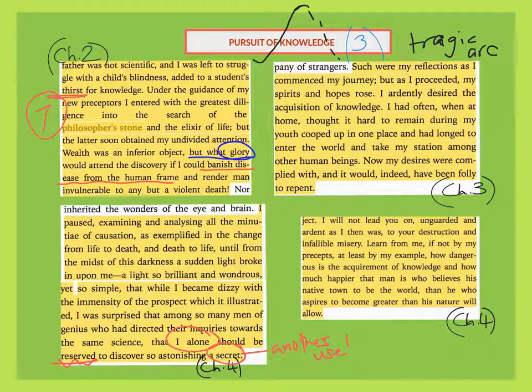Final quote from Victor here, which is from chapter 4, but sounds like something that would belong in letter 4, where Victor is trying to deter Robert Walton away from his pursuits. "I will not lead you on," this is Victor to Robert, "unguarded and ardent, as I was then, to your destruction and infallible misery. Learn from me, if not by my precepts, at least by my example, how dangerous is the acquirement of knowledge."